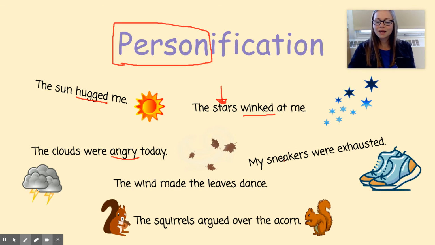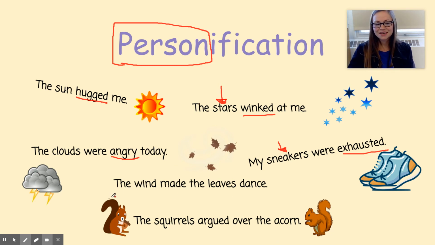Okay? My sneakers were exhausted. So we've got the object here, sneakers, and it's giving it a human-like characteristic, saying that it was exhausted. Can sneakers feel exhausted? No, they can't feel exhausted. So maybe they're saying that you walked a lot today, and your feet were tired. That is also personification. My feet are tired because your feet, the object, can't have a feeling.